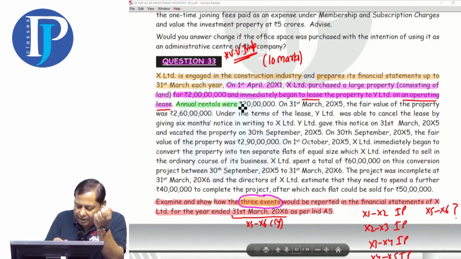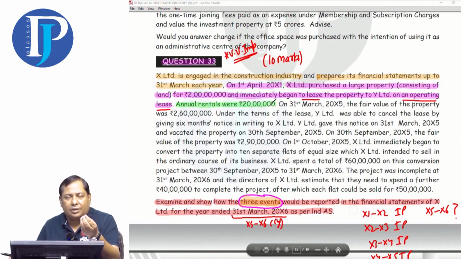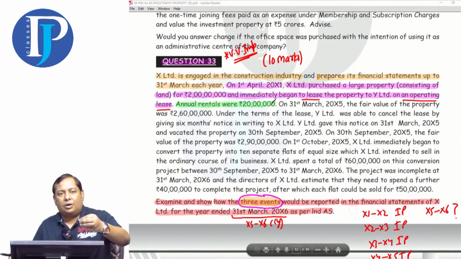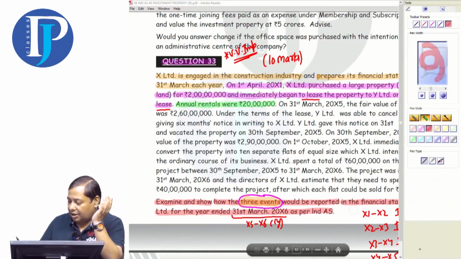The annual lease rentals were 20 lakh rupees. You get a rent of 20 lakh rupees per year. Bank account debits to rentals, then rentals to profit and loss. Hence, rental income goes in our P&L accounts. I understand everything now. Let me read the question further.